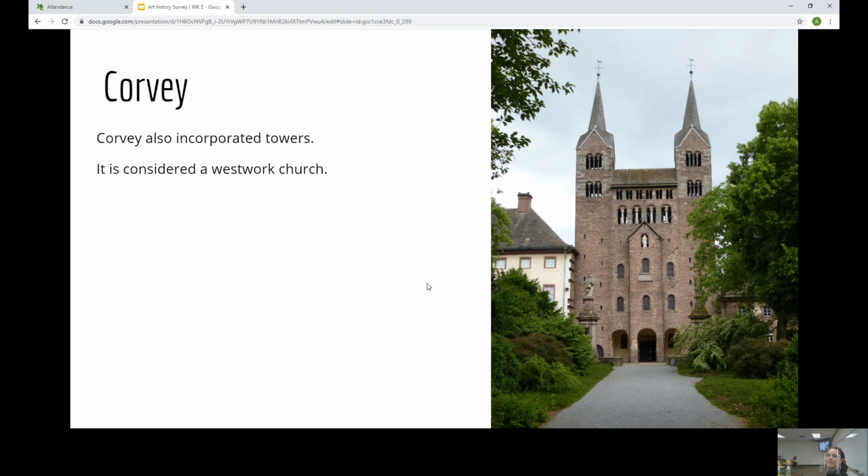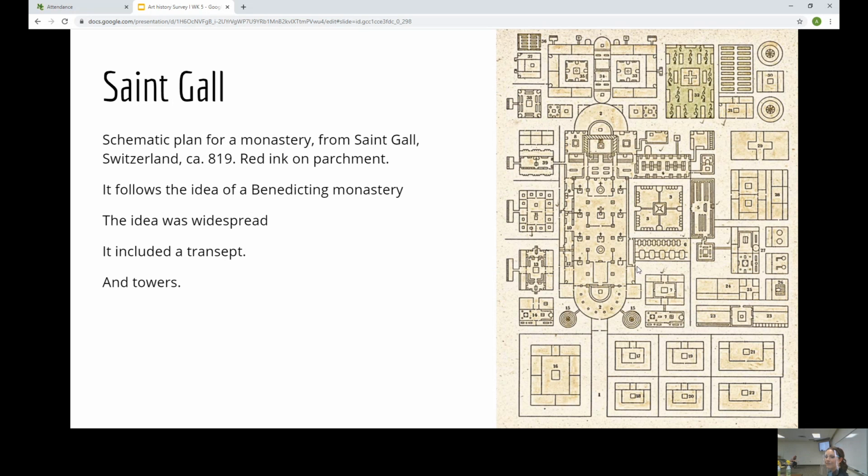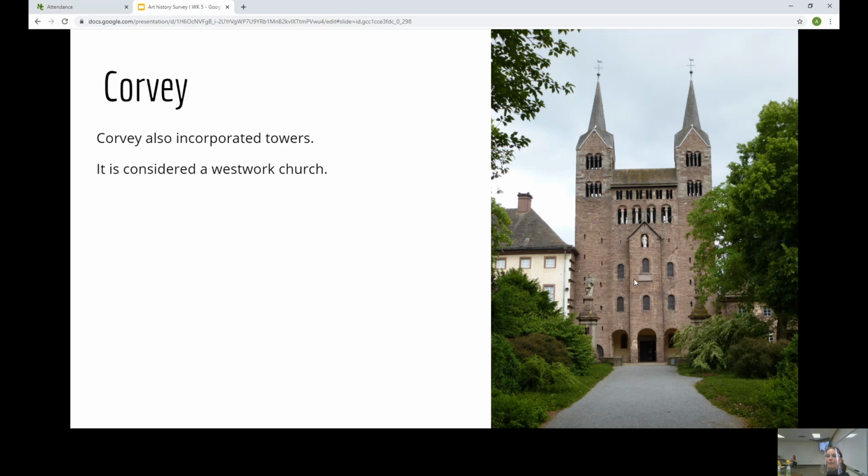So, oops. Instead of St. Gall, because St. Gall isn't actually around anymore, we have Corvey, which does have two towers to showcase that they are incorporating towers, but they are actually usually attached to the church itself. So this one does have the towers attached. I know they don't look like they're attached, but they are.